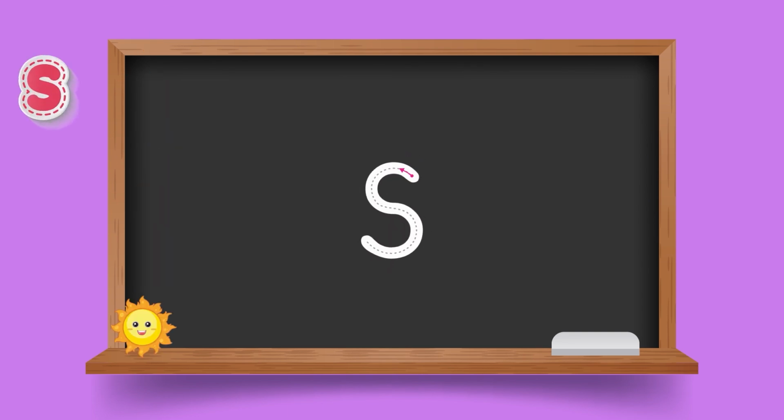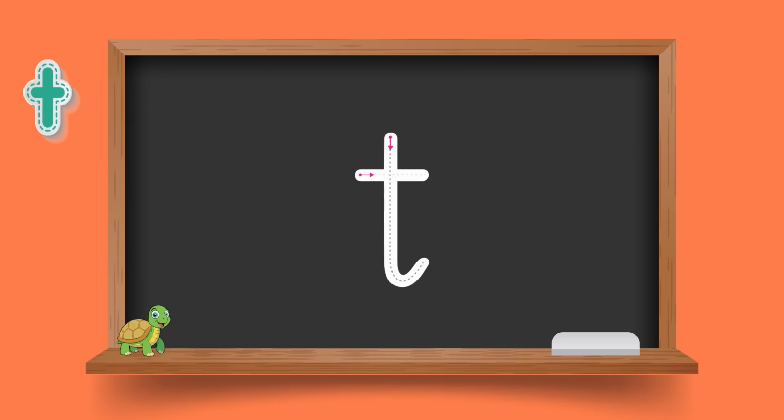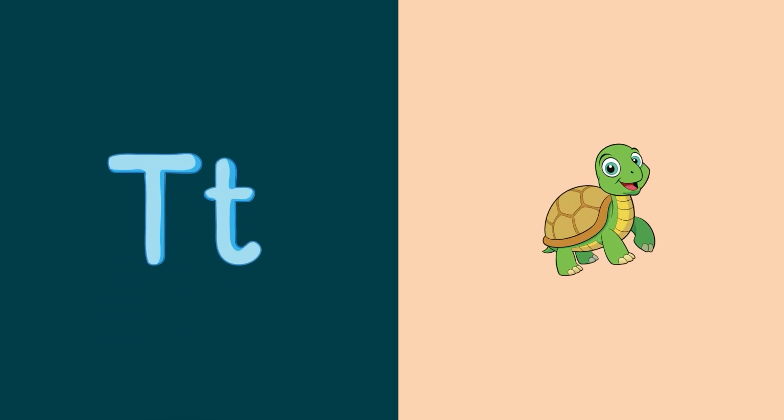Let's learn the letter S. Start with a small curve at the top, then another curve below. S is for sun. Let's learn the letter T. Start at the top, down, curl and cross it. T is for turtle.